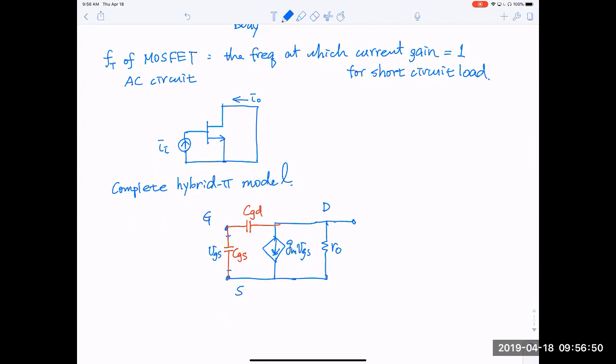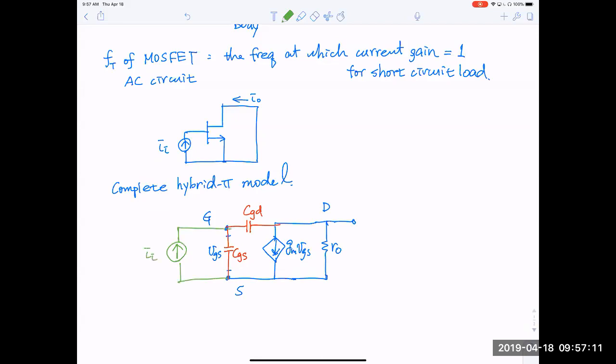Otherwise you will look very odd to feed a current source into the gate. It just sees open circuit. For AC, well, there are capacitances, and you can pass AC current through capacitance. So by attaching the circuit element, we will attach a small signal current source here.